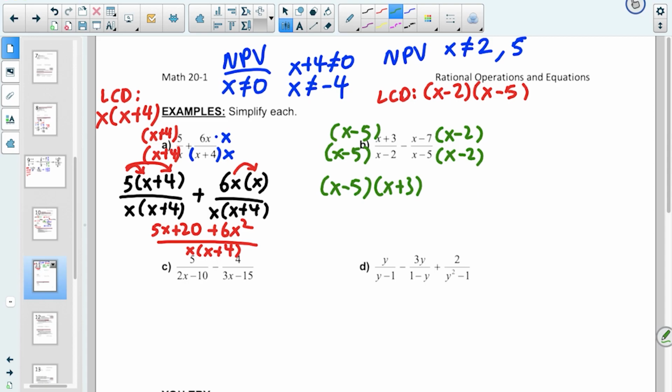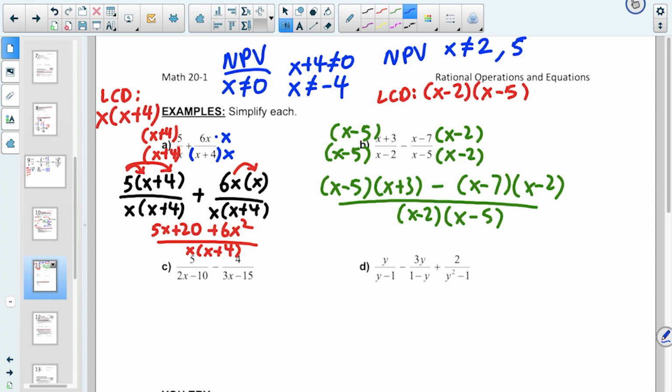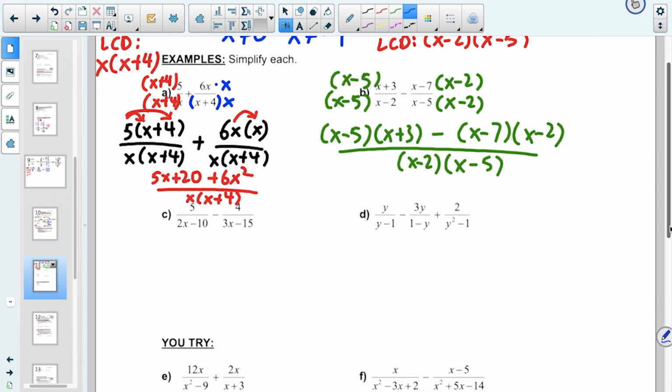for my one rational or one numerator on top. And I'm going to subtract this x minus 7, x minus 2 up top, and that's all over x minus 2, x minus 5. So I know we're going to be a little bit tight for room here. So for our first two binomials, when we multiply them together, we'll end up simplifying this as x squared, and that will be plus 3x minus 5x, that will be minus 2x minus 15.